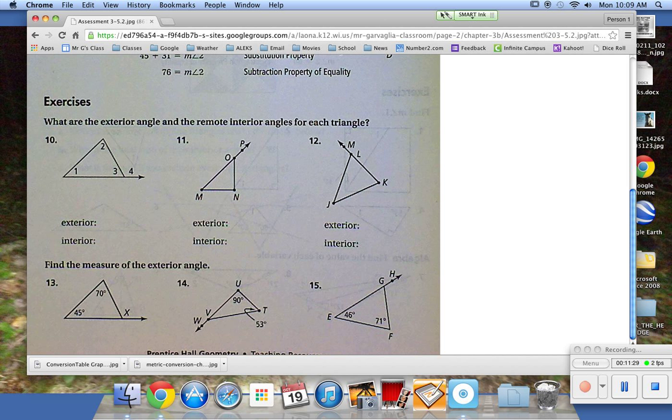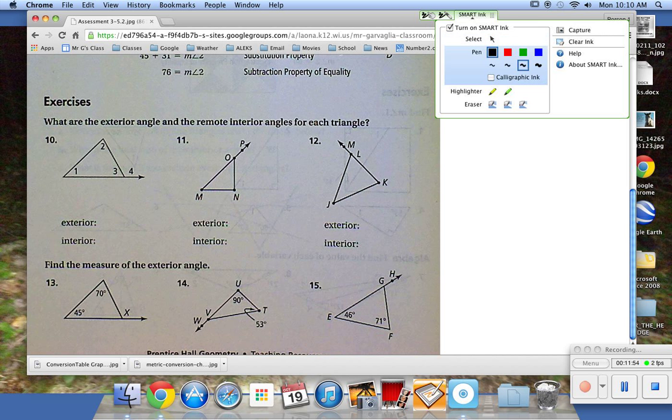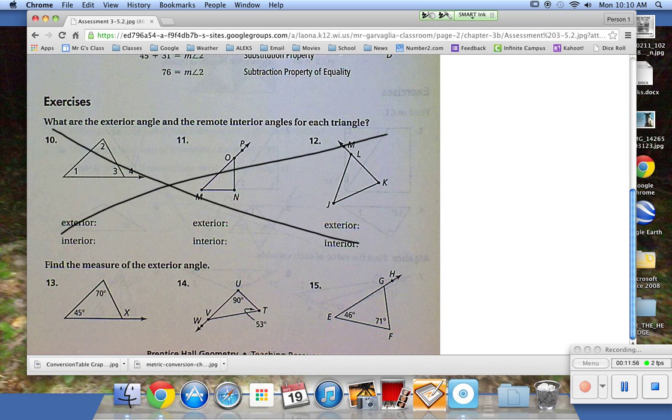Let's see, what are the exterior angle and the remote interior angle for each triangle? Just tell me what the numbers are for 10, for 11. Yeah, I want to know what the angles are for, well, this is kind of goofy. Nah, skip this stuff. Don't do this. Don't do 10, 11, and 12. 13, 14, 15 do. Don't do 10, 11, 12.